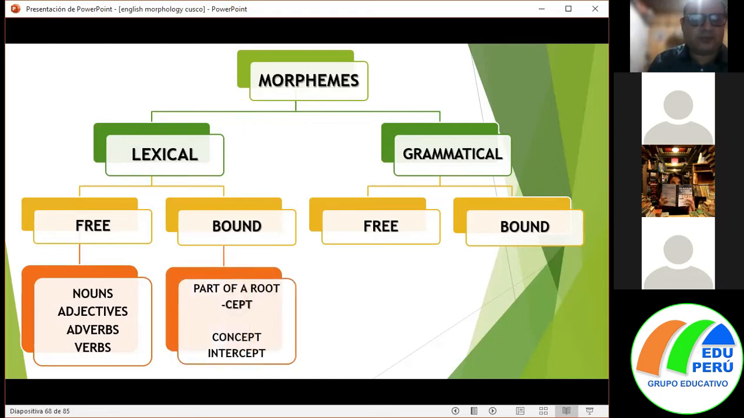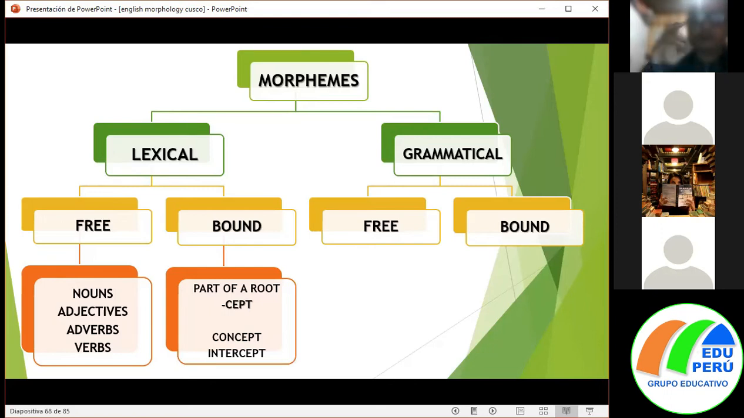Bound lexical morphemes, as I told you before, we have just a few cases. We don't have a lot of cases in bound lexical morphemes. They are part of a root, the base word: sept, concept, intercept. Notice that here we have concept, intercept. So sept here is a bound morpheme, but it's part of a root. Remember, it's part of a root.